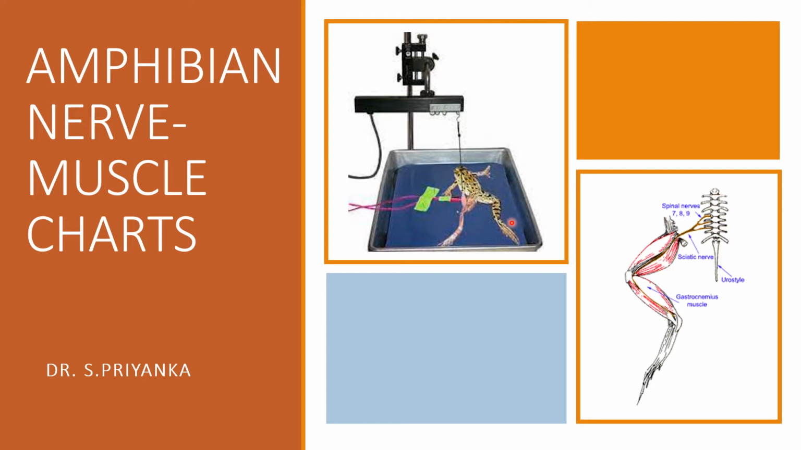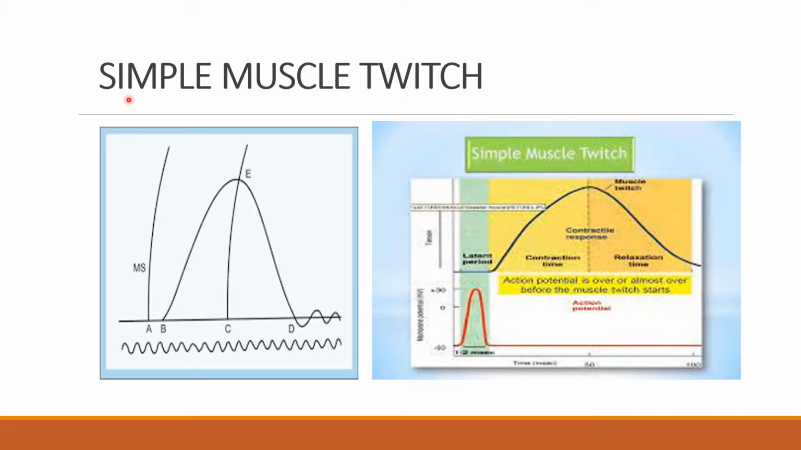We have finished nerve muscle physiology in the theory part, right? So the entire concept of these charts or graphs is based on those theory classes. The first and most important graph is the simple muscle twitch. This is the most important and commonly asked chart among the nerve muscle charts. So first of all, what is a simple muscle twitch?